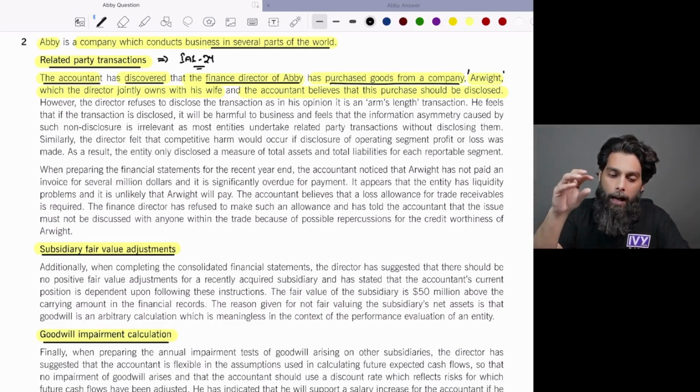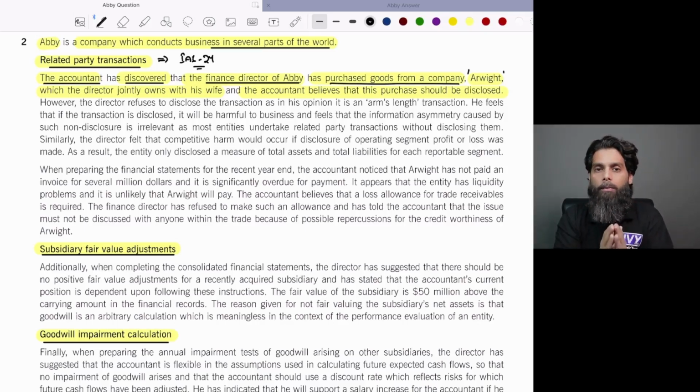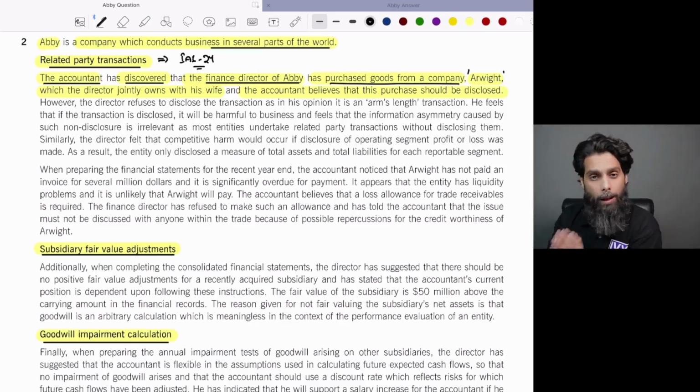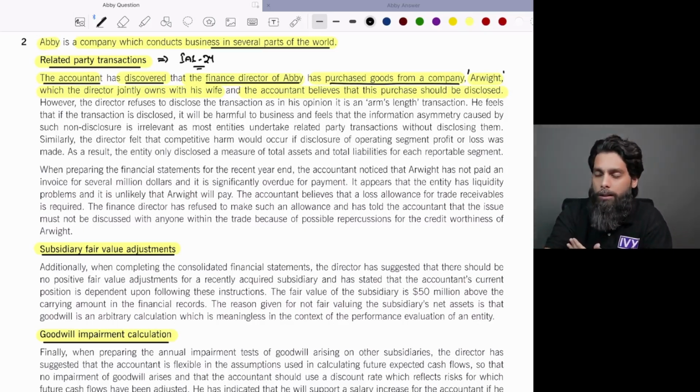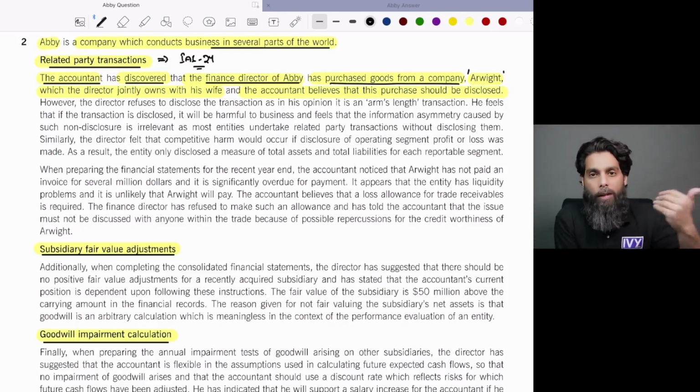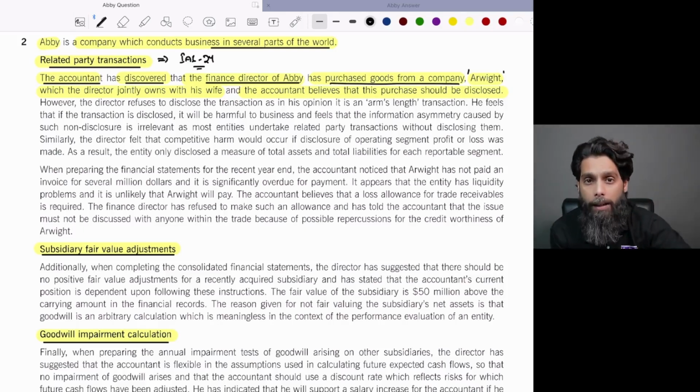But IAS 24 wants such transactions to be disclosed separately, because there is always a risk that whenever you do transactions with your related parties, those may be done on a non-arm's length basis. And if they are, your investors and shareholders have a right to know. They may already know, but still a potential acquirer of your company, or a tax regulator, or other external stakeholders should have the right to know about such transactions.